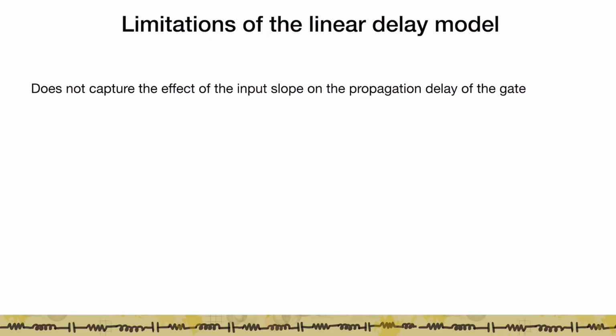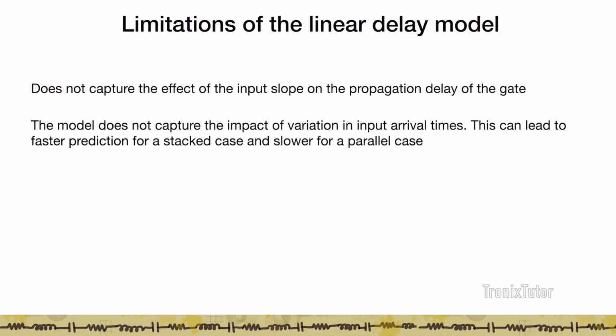Before we conclude, I'd like to highlight some of the limitations of the linear delay model that we've looked at in the last few videos. The first thing is that this linear delay model, that is the Elmore delay, the RC delay, and eventually what we've done here for optimizing path delay, does not capture the effect of the input slope. The input slope actually does change the propagation delay of the gate, and many times when you look at complex gates, this effect of input slope becomes important to account for the delay in the gate. The model also does not capture any impact of variation in the input arrival times.